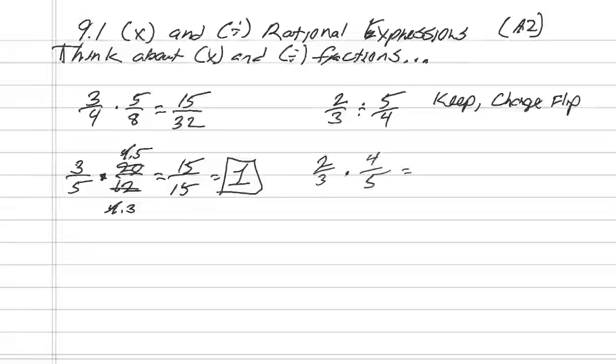So usually when I see that, I'm going to rewrite them the other way. I'm going to flip this one over automatically and change it to multiplication. So 2 times 4 is 8, 5 times 3 is 15. 8 over 15, they don't have anything in common, so that's reduced. That's exactly what I want. Okay, so now we're going to talk about doing this with rational expressions. So we're going to start throwing in some variables.